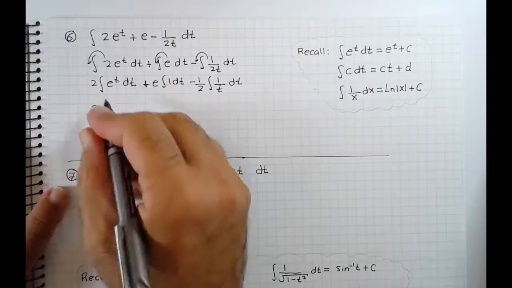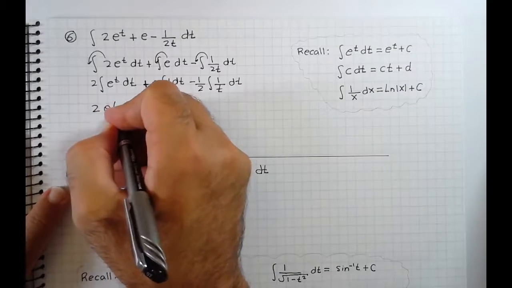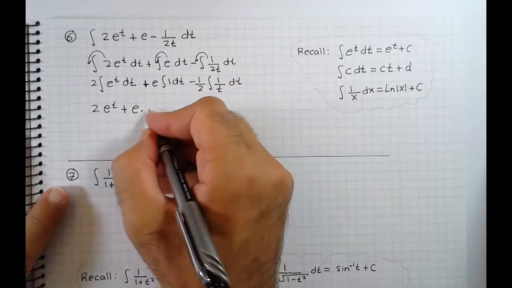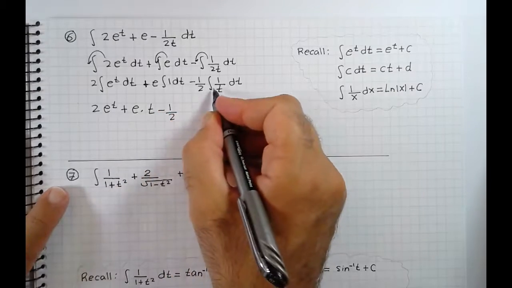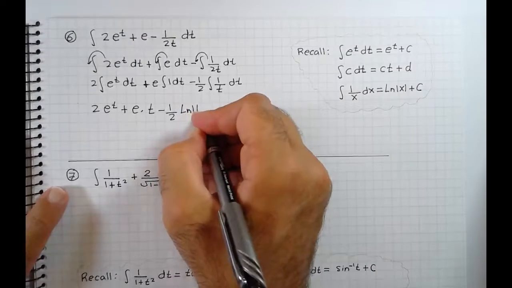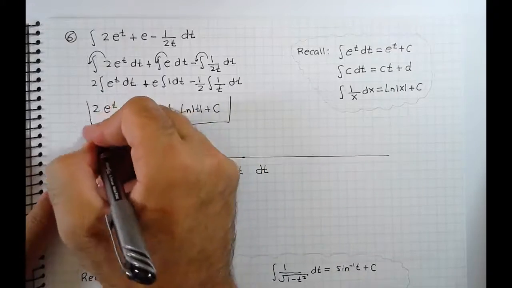Now integrate term by term. Antiderivative of e to the t is itself. So that's e to the t. Plus e times antiderivative of 1 is just t. Minus 1/2. Antiderivative of 1 over t is just log t. Plus c. That is the answer.